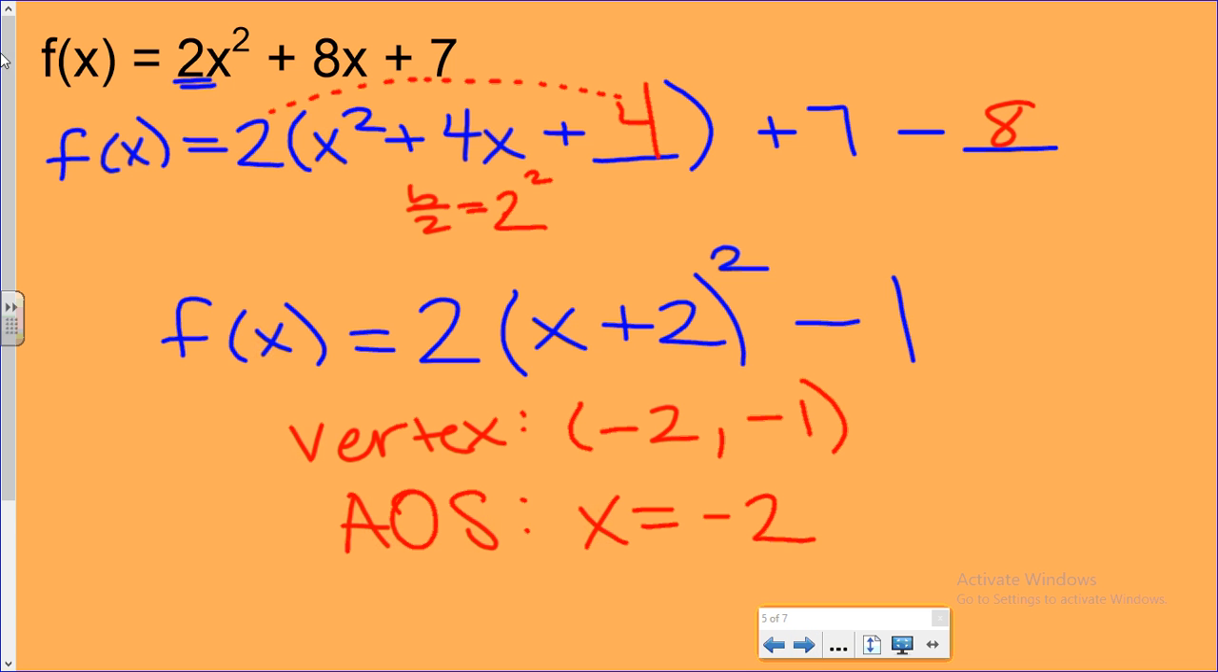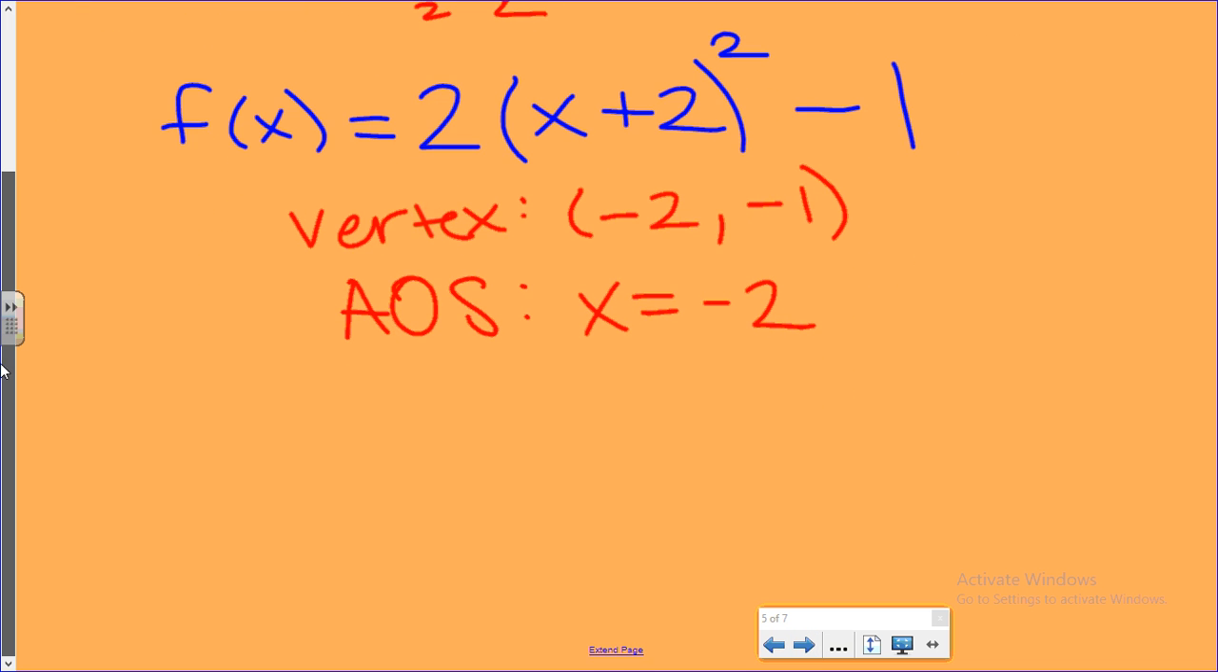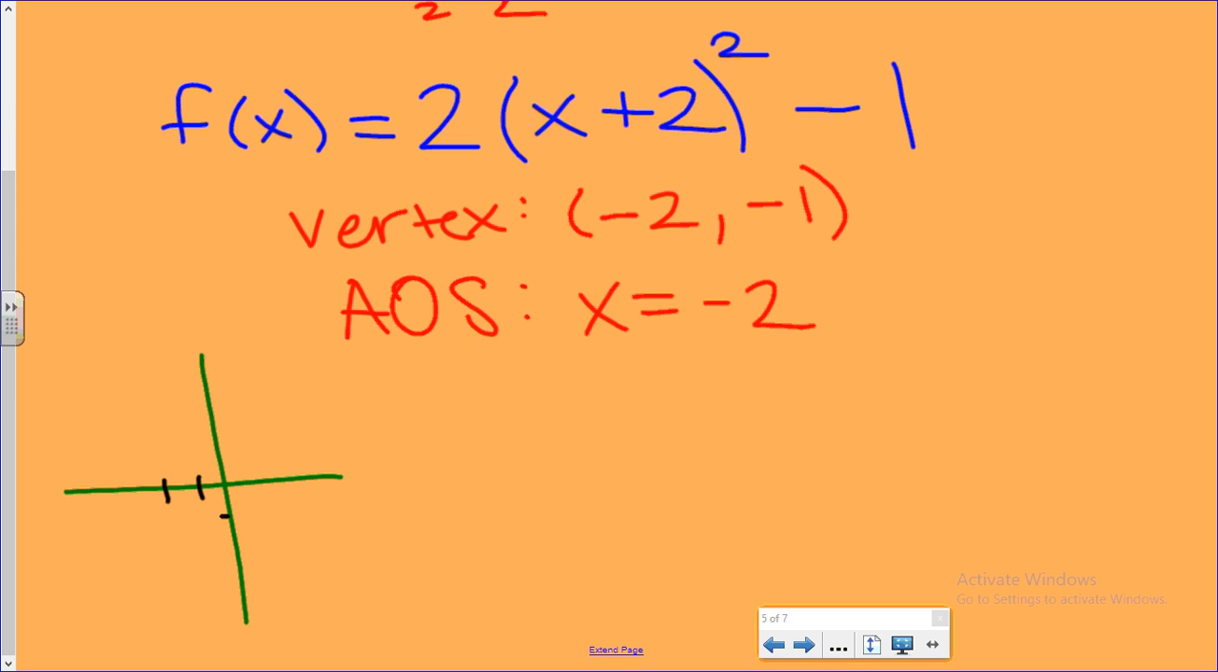So, if I asked you to graph this, using our transformations from chapter 1, we could move left 2, down 1. We have a vertical stretch of 2. So this is going to get skinnier. Okay, so there would be our graph.